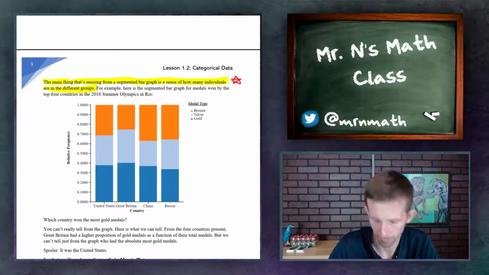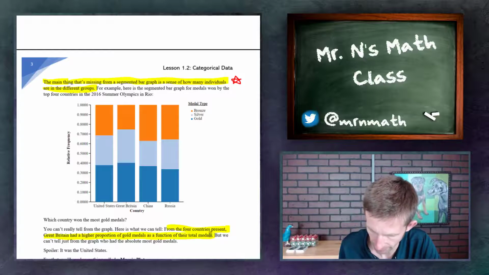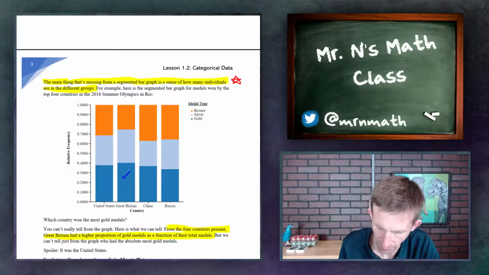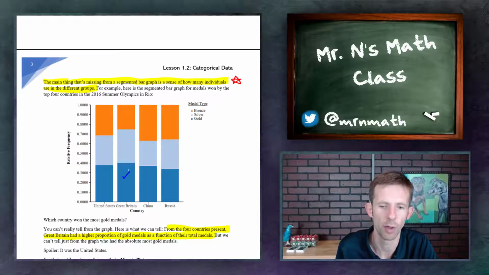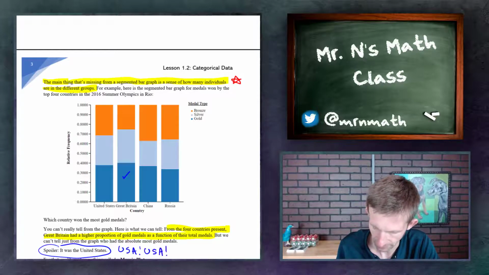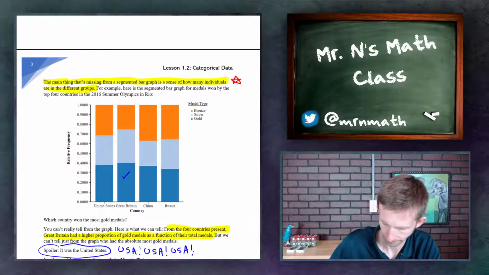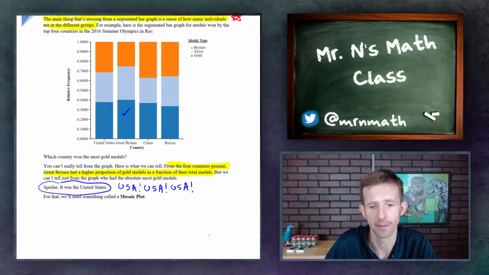Here's what you can tell. From the 4 countries present, Great Britain had the highest proportion of gold medals as a function of their total medals. So out of all their medals, Great Britain has the highest frequency of gold medals. But we can't tell which country won the sheer absolute number of gold medals. But spoiler, it was the United States. But we need a mosaic plot to figure that out. So let's see what a mosaic plot looks like.